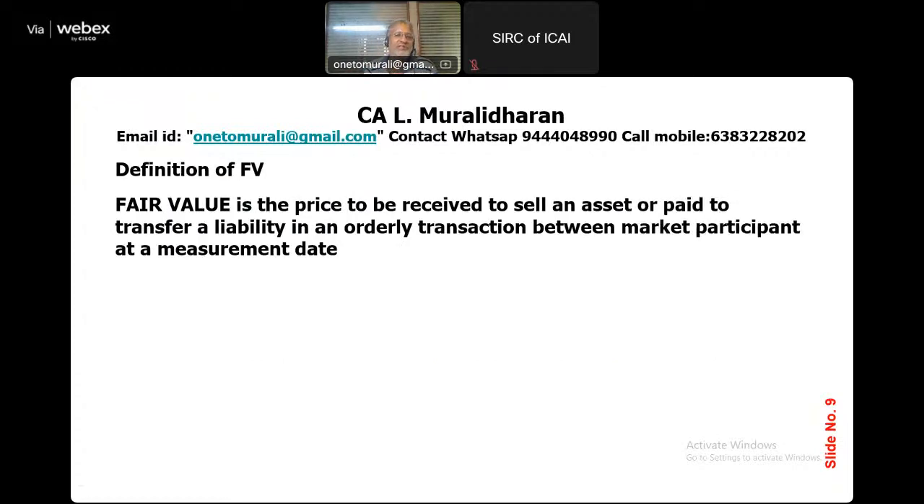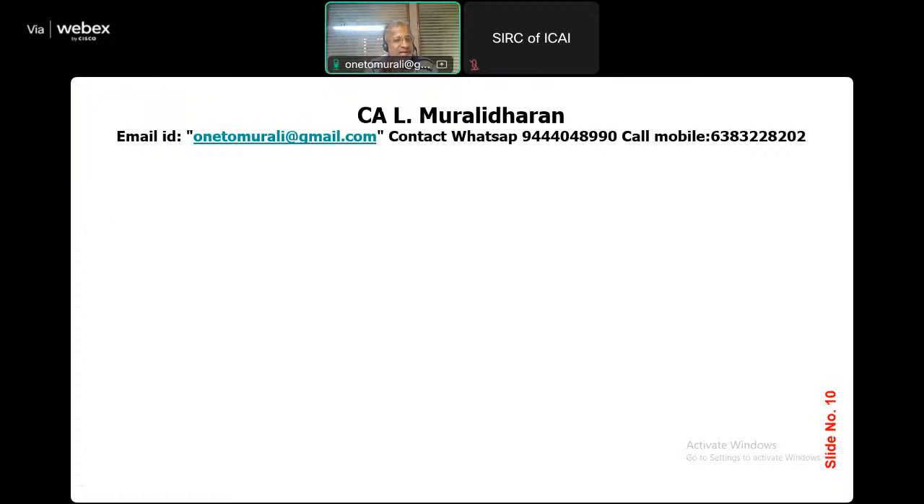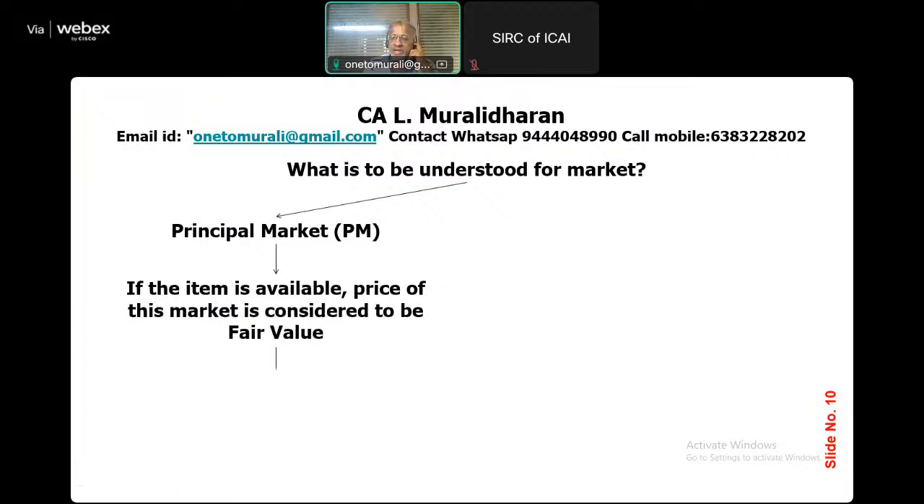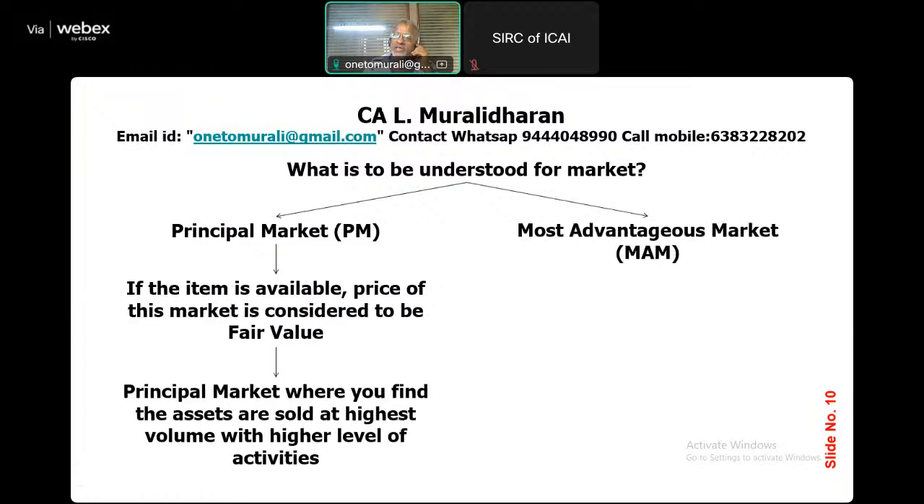Definition, this of course, the 7 points that we were noting down, same thing that you have. I'm just quickly making what is to be understood for market. So, principal market and what is the other one that we will be taking up? The other one is MAM, most advantageous market. What is the principal market? If the item is available, the price of this market is considered to be fair value.